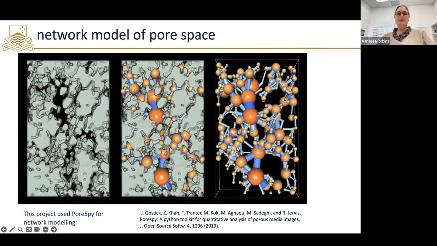So there are many algorithms for taking a complex 3D geometry like this and turning it into a network model. And for this project, we used a package called PoreSpy. Okay, so these are the numerical simulations that were done by, oh sorry, these are the people who've written the package, but the students on the first page were the people who did a lot of the simulating here.